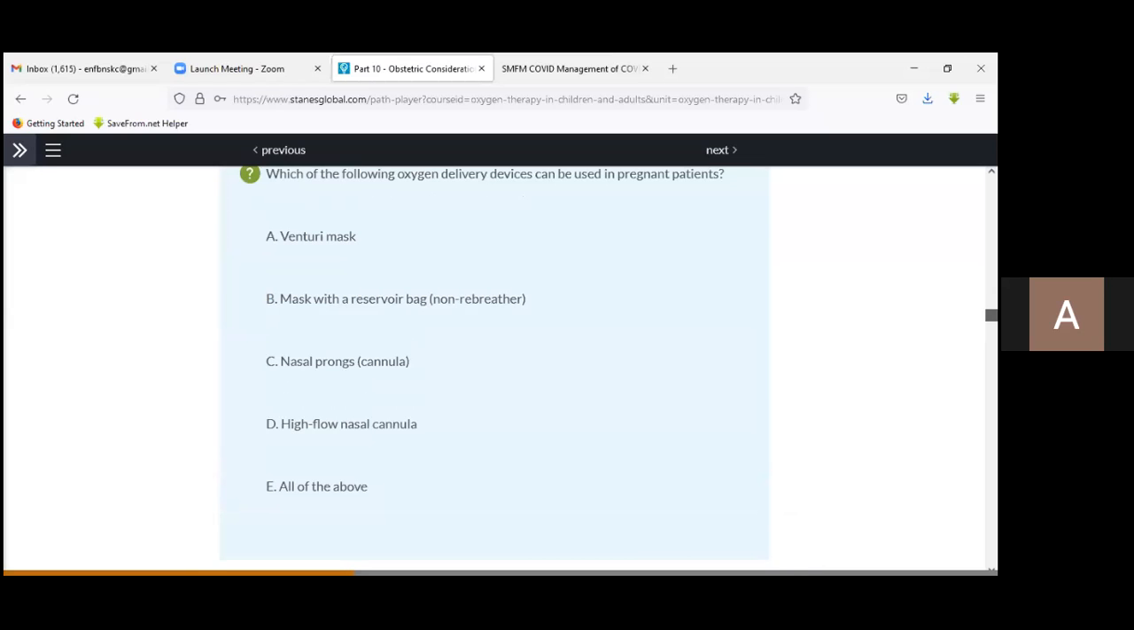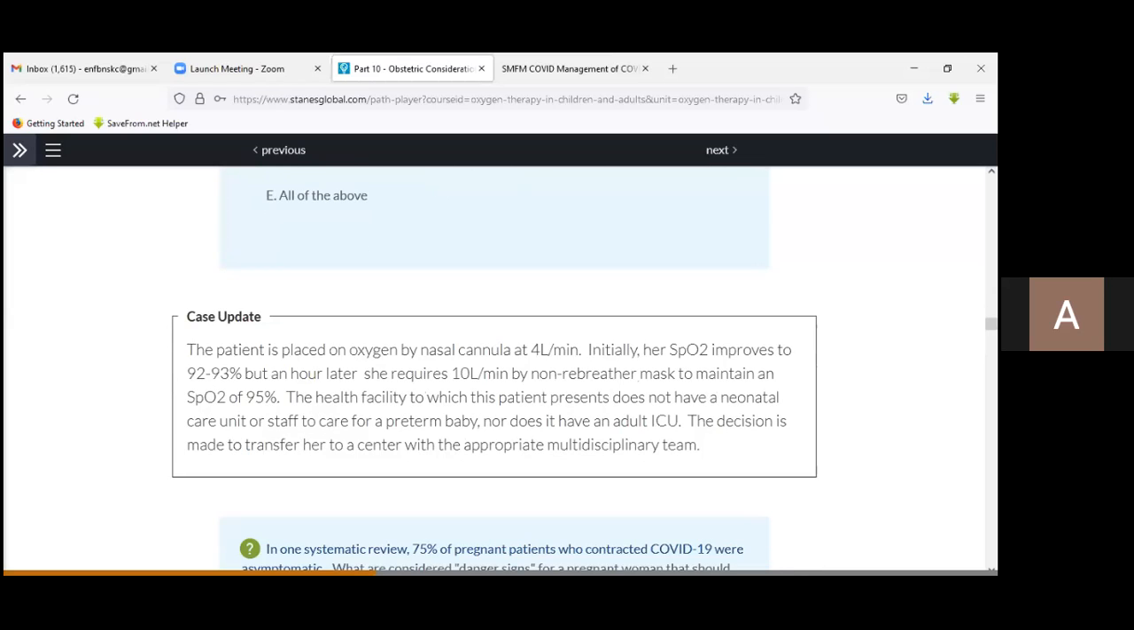Now, we have a case update. The patient is placed on oxygen by nasal cannula at 4 liters per minute. Initially, her SpO2 improves to 92 to 93%, so not yet approaching the goal we set for ourselves. But an hour later, she requires 10 liters per minute by non-rebreather mask to maintain an SpO2 of 95%.